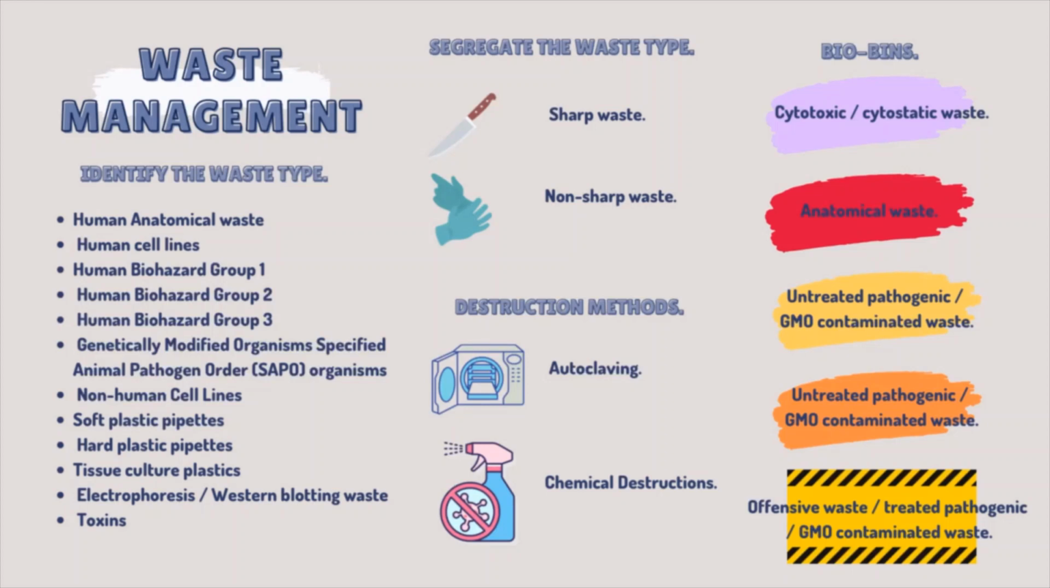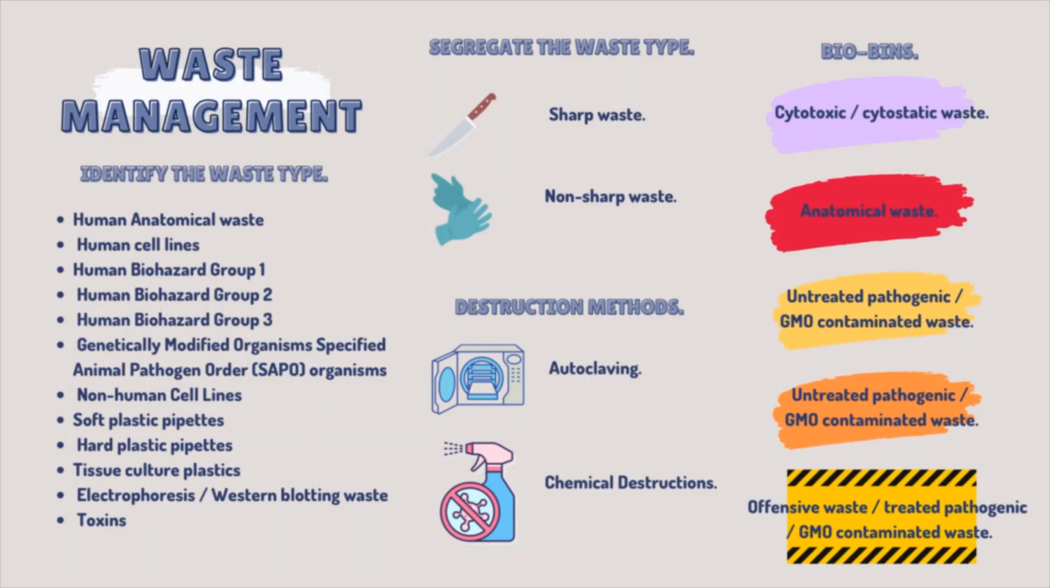The most important step in the disposal of waste is the correct identification of the waste type and determining whether it needs to be treated prior to disposal. First step is identifying the waste type. Identifying the waste type in waste management will make it easier to segregate and dispose of the waste.